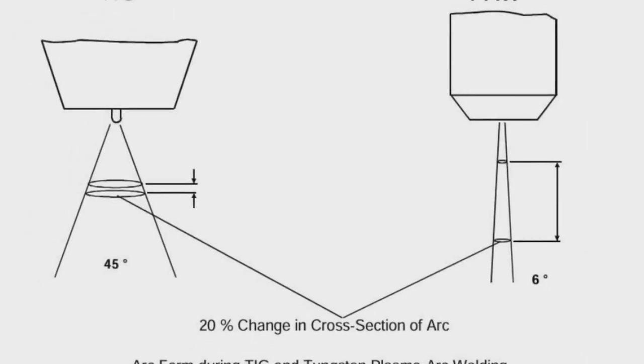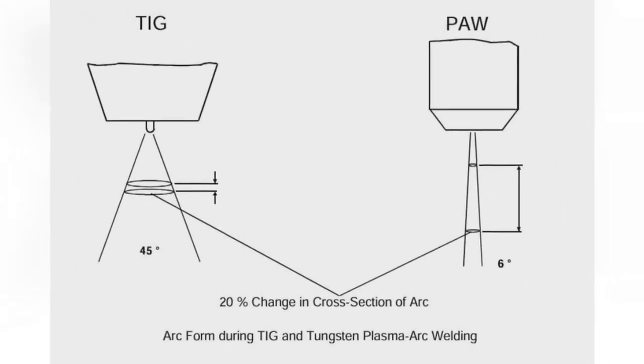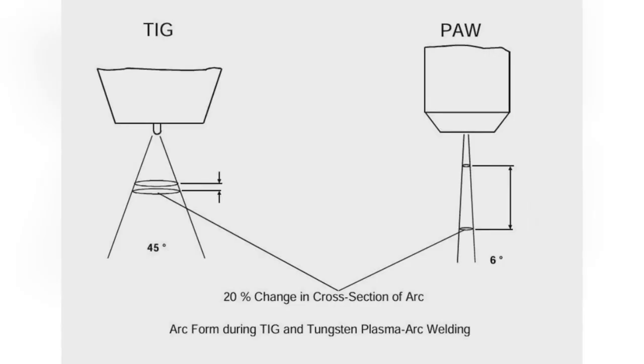Compared to the TIG arc, the constricted plasma arc has a much lower divergence, i.e., much larger changes in arc length can be tolerated. Thus, for example, a 20% increase of arc cross-section corresponds to a 10 times larger length of the plasma arc than of the TIG arc. This explains the relative insensitivity of the plasma arc to surface unevenness.